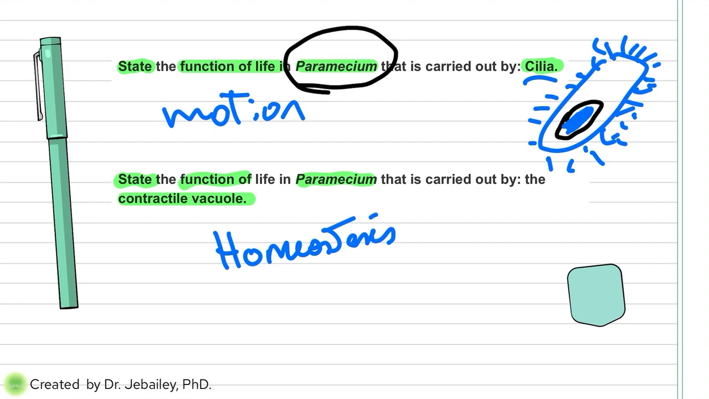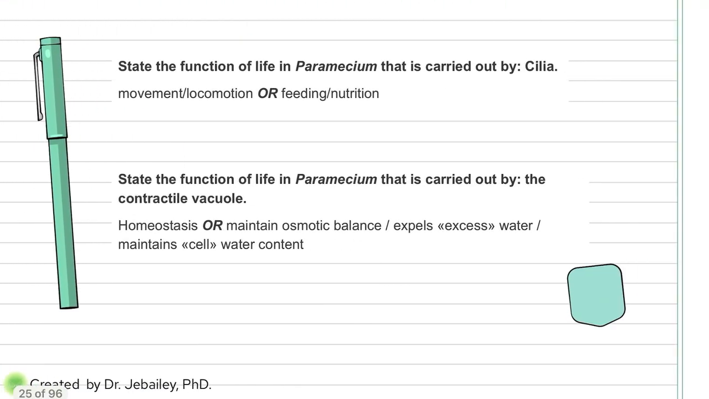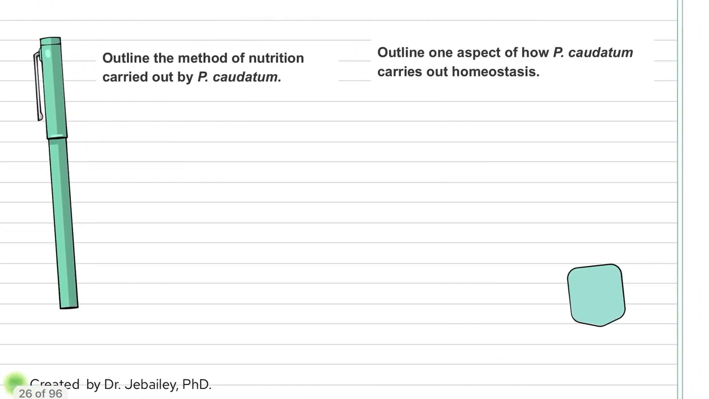So let's look at what the mark scheme says. You can see movement or locomotion. The word locomotion means to move. Another thing is feeding or nutrition. Yes, the cilia have these little hairs that attach to food and bring it in. But just the movement is the most common one. And here you talk about homeostasis, because that's the point of the contractile vacuole. It has water there just to balance the water of the Paramecium. So that was pretty easy. Let's go for the next question.